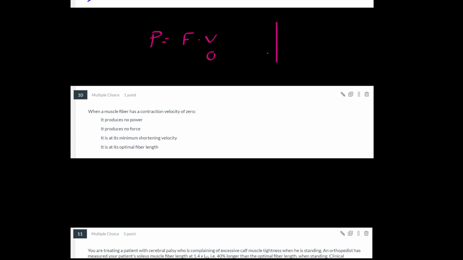Another way of thinking about it is with that graph we just drew earlier, which is the power as a function of velocity, and it looks like this. And the maximum power muscle can produce is at about 33% of Vmax, which is out here. So another way of thinking about it is when a contraction velocity is 0, right there, power is also 0. Okay, so that first option seems reasonable. Does it produce no force? Well, probably not, because isometric contractions have a velocity of 0, and that certainly produces force, right?